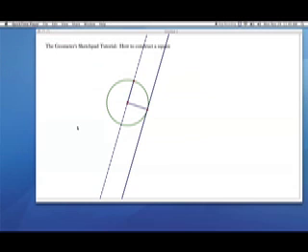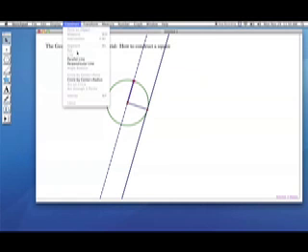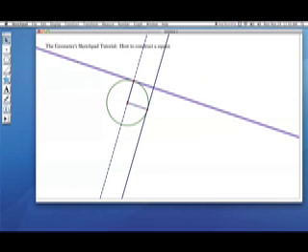Next, we need to construct another perpendicular line to the side we have just made. We do this by going to Construct, Perpendicular Line. Now we see our remaining 2 sides of our square. Let us make segments for these sides again using the segment tool.